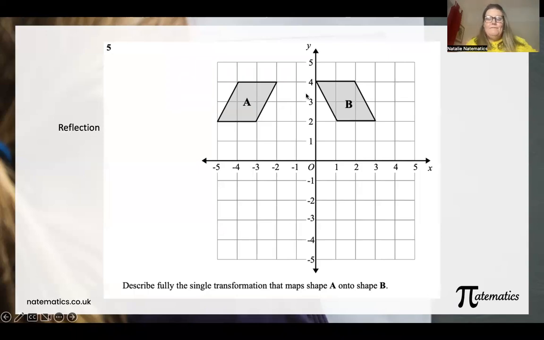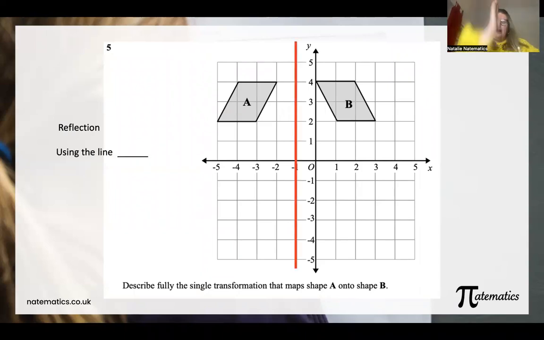So what other information do I need to give? Well, with a reflection, you need to give the line that you're reflecting on. So we can look at the midpoint, draw our line. And on the last one, can you remember how I said we find the equation of the line? Obviously, for some, it's just literally show where the mirror line is. If you have to describe fully the single transformation, you would say it's a reflection on the line. Now, what's it got in common along here? X is equal to -1.